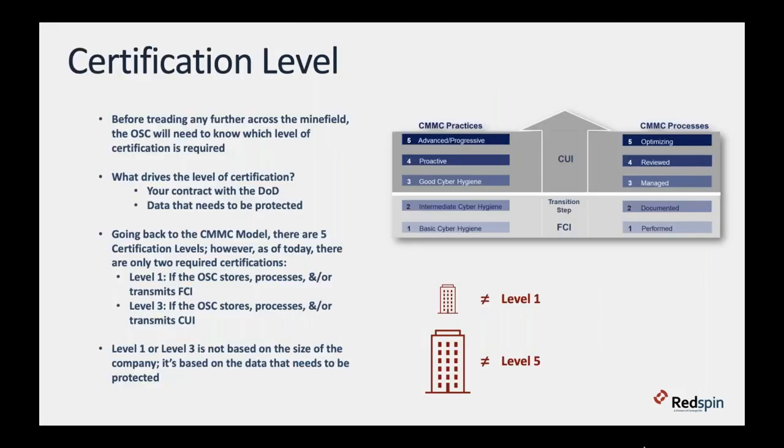So before stepping any further out into the minefield, the contractor, also known as the OSC, needs to know the targeted level of certification. You pretty much know that during step one, but now you're applying the CMMC model to it. So what does this mean? I'm told through contractual requirements that I must be a level 3. Now, what does that mean? So this is a step where you're going to look at what that means.